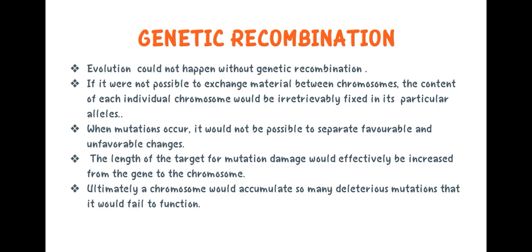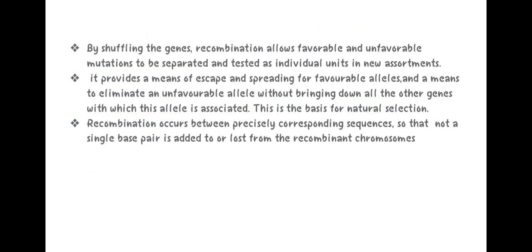If it were not possible to exchange materials between chromosomes, the content of each individual chromosome would be irretrievably fixed in its particular alleles. When mutations occur, it would not be possible to separate favorable and unfavorable changes. The length of the target for mutation damage would effectively be increased from the gene to the chromosome. Ultimately, a chromosome would accumulate so many deleterious mutations that it would fail to function. By shuffling the genes, recombination allows favorable and unfavorable mutations to be separated and tested as individual units in new assortments.